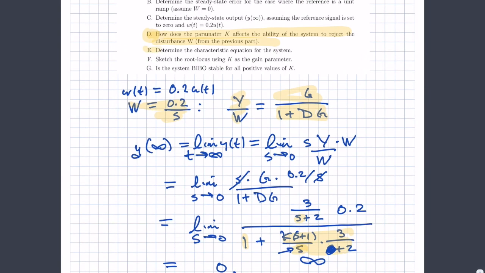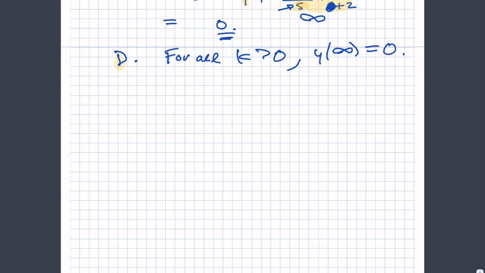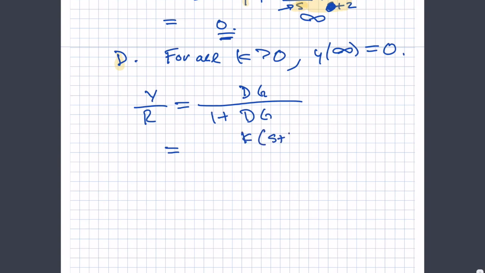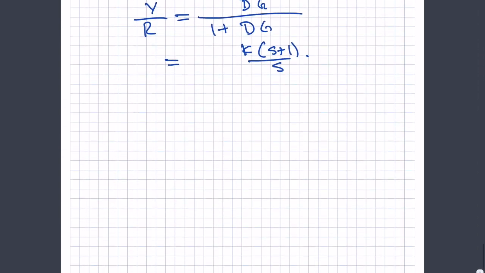Next, we're looking at part E. We want the characteristic equation of the system. All right, so looking back at our system, we know that we have a D, we have a G. And to get the characteristic equation, we simply need to look at the closed loop transfer function, assuming that W is set to 0. Okay, so in the closed loop transfer function, this would be D times G over 1 plus D times G. Okay, and so when we plug in, we know that D is K times (S plus 1) over S, and G is 3 over S plus 2.